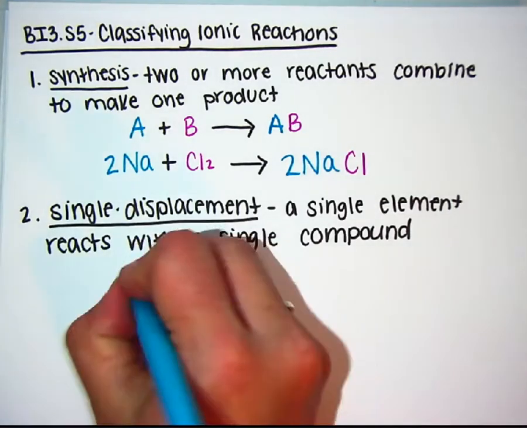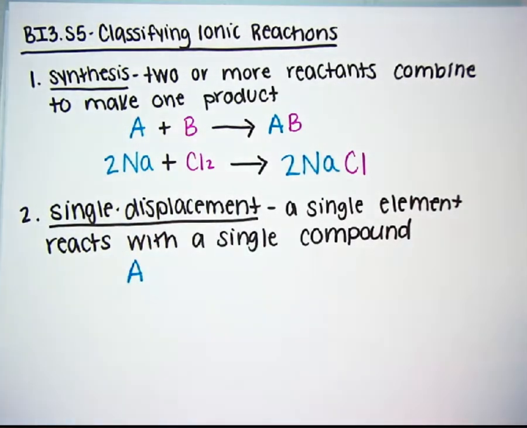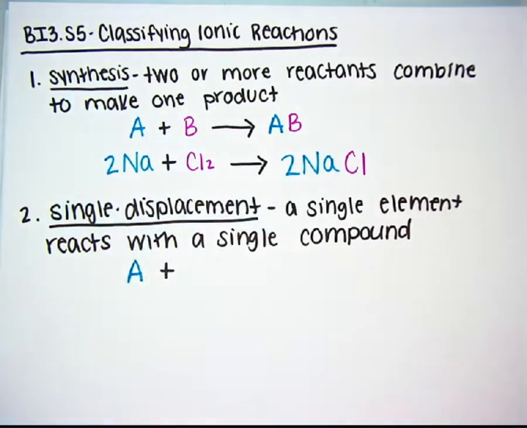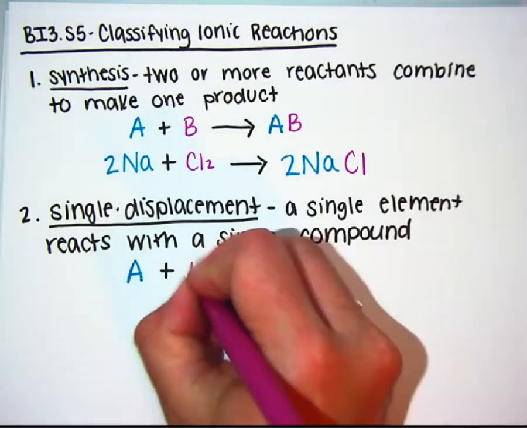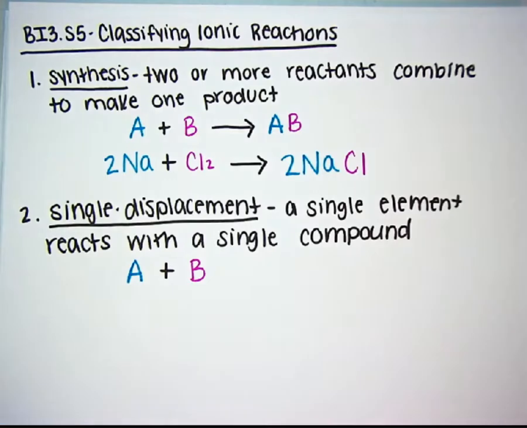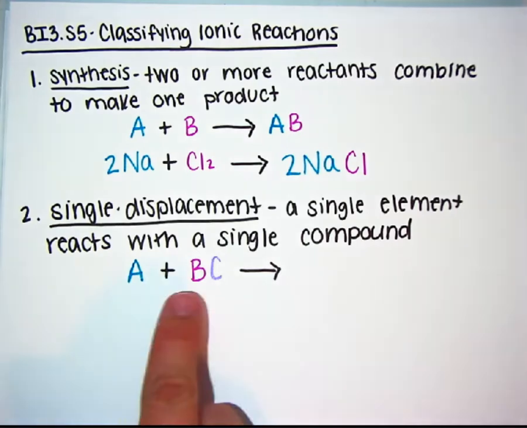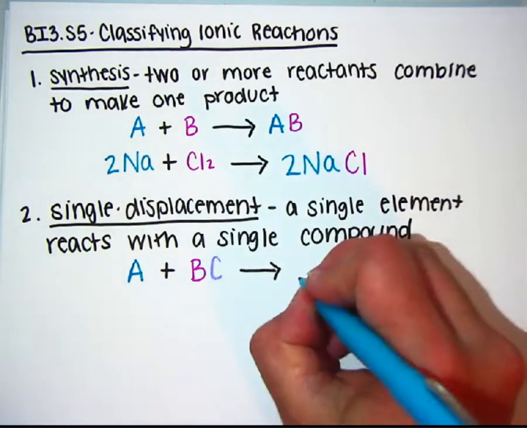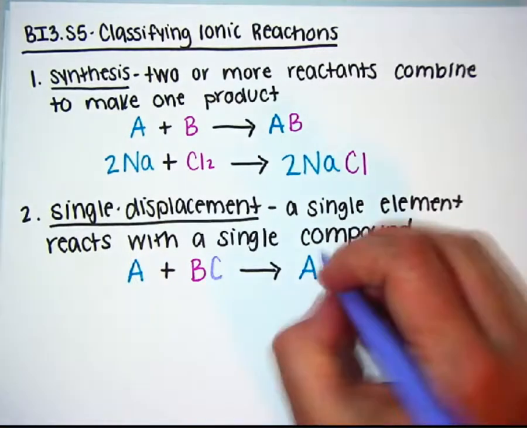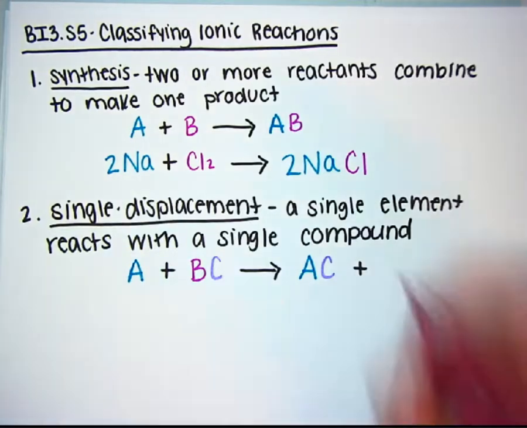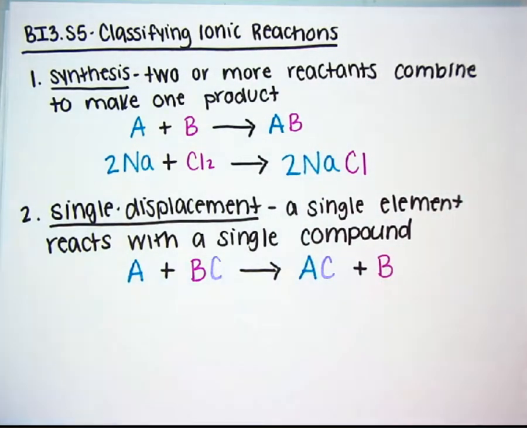So again, we'll start with our general reaction. Let's say I had a single element, A, and it's going to react with an ionic compound. It's going to react with BC. What's going to happen is A can kick B out of that compound. So now A is bonded to C, and B got kicked out.